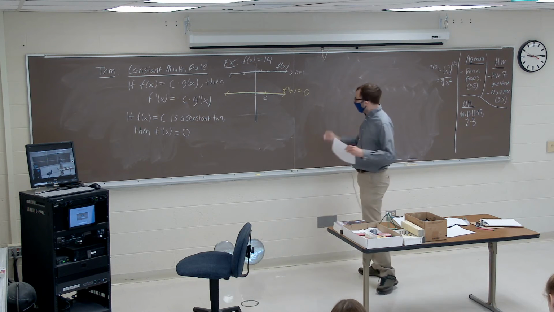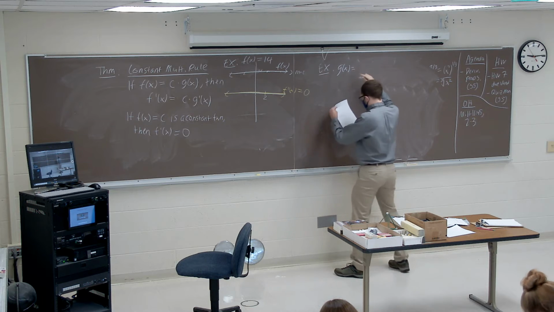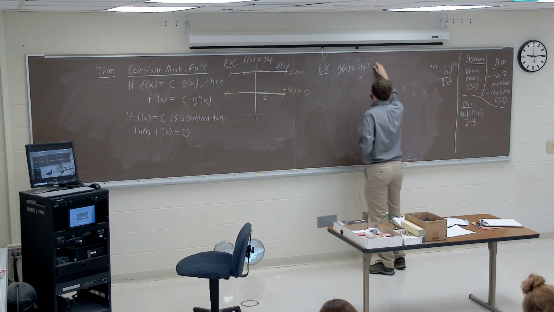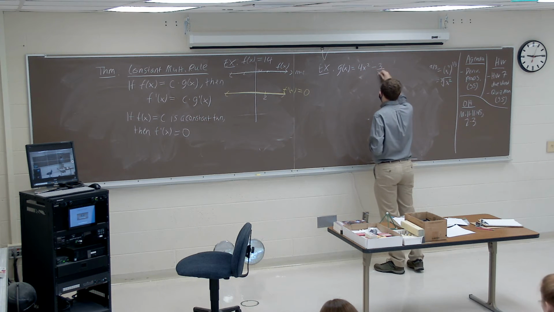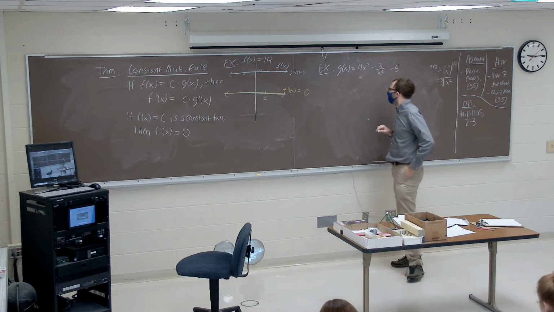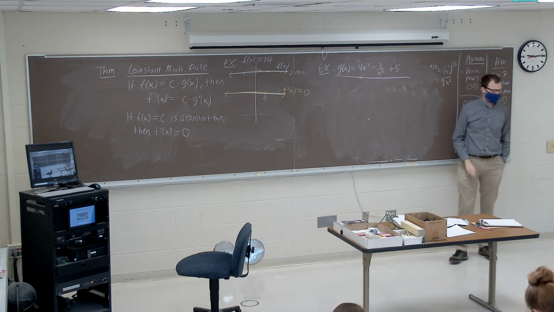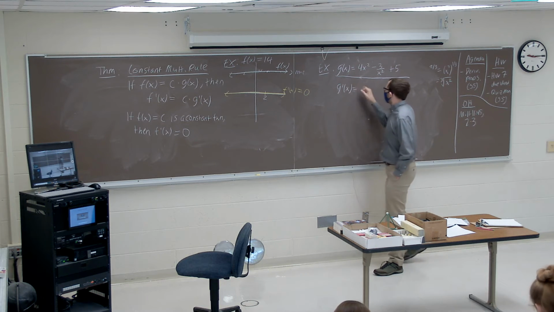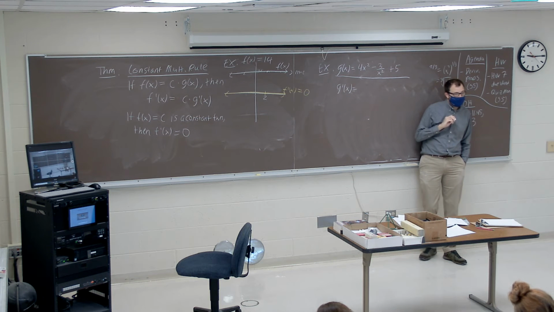So let's take a look at the function g of x equals, let's say, 4x squared minus 3 divided by x squared plus 5. And I want to look at how we can differentiate this function. So let's start out maybe with the 4x squared piece.